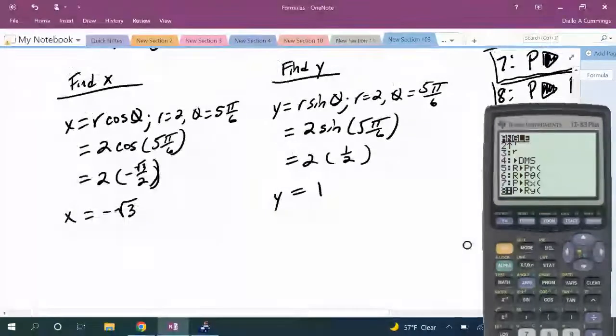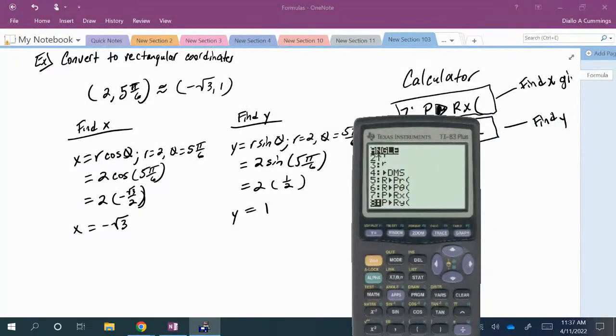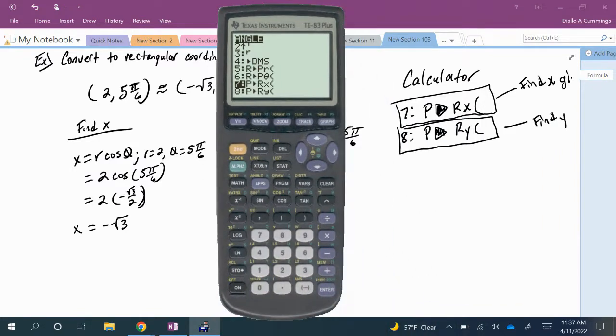All right, so I'm just going to slide this back over. All right, so let's find x. I'm going to find x by using the 7th function. Right, so I have to give it polar coordinates, and it's going to give me the x coordinate. So I'm going to hit enter. Now here's where you have to be careful. Since we're putting in an angle in radian measure, you want to make sure that your calculator is in radian mode. All right, so now I am in radian mode.